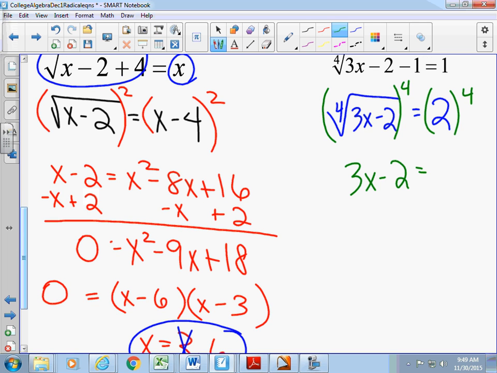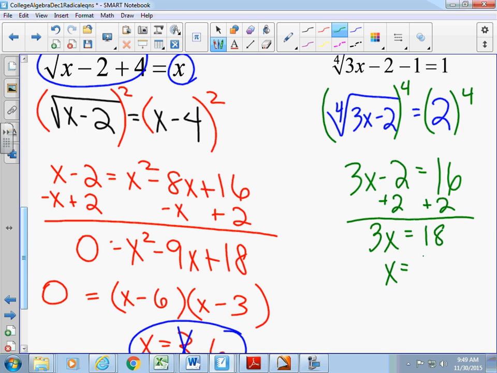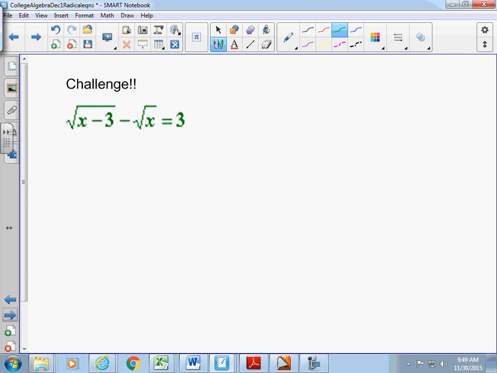2 to the 4th power is 2 times 2, which is 4 times 2, 16. 6 times 3 is 18. 18 minus 2 is 16. The 4th root of 16 is 2. And 2 minus 1 is in fact 1. Questions about that? Okay.